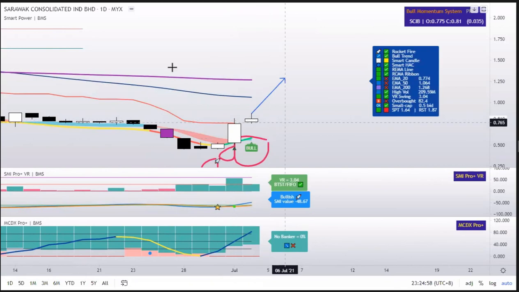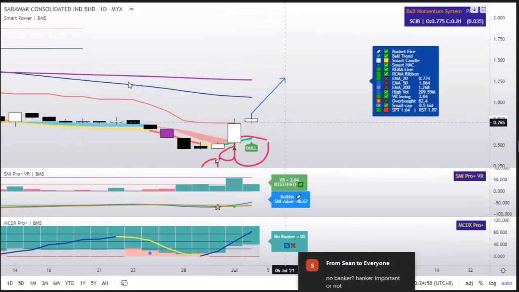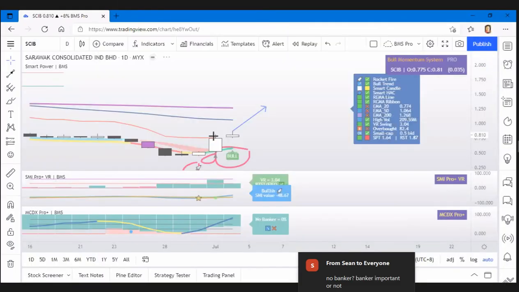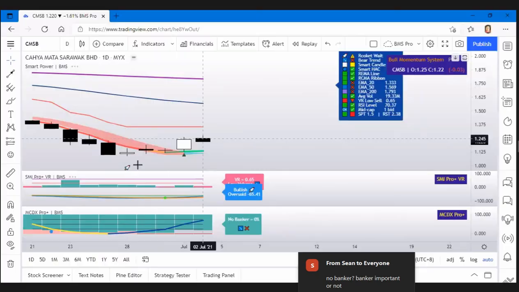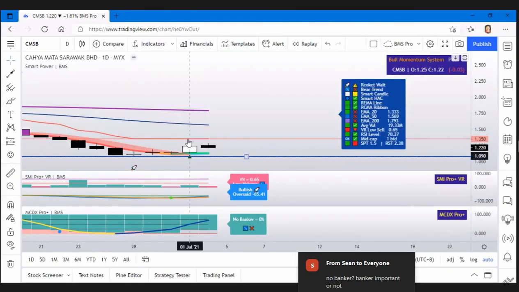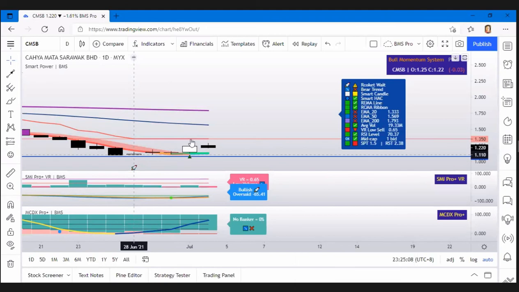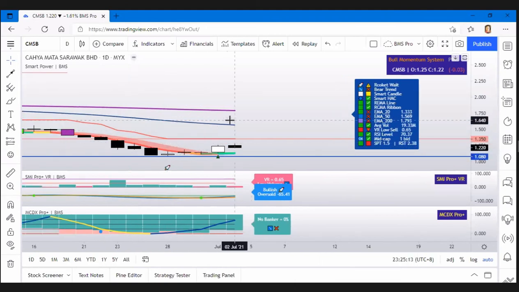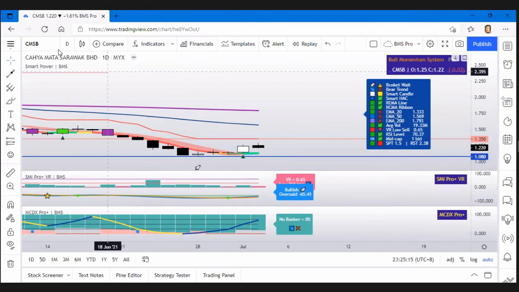That day we also traded CMSP, Cahya Mata Sarawak. Okay, because got a rocket signal and green triangle. This one we already entered here and then took profit here. Okay, and re-enter again if it goes up again. All right, because this confirms strong support.